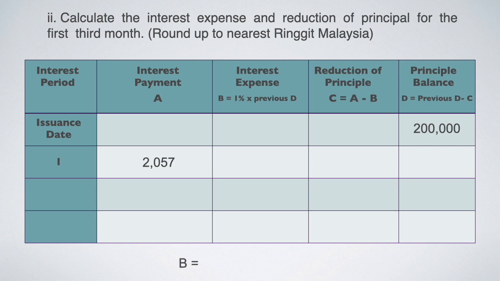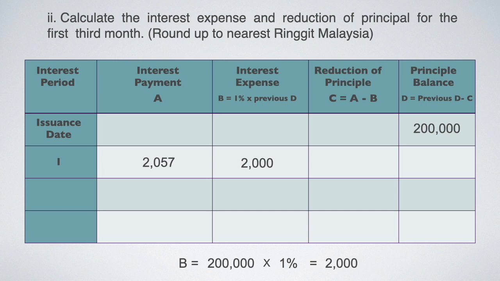Okay, this is B. B is the column for the interest expense. How to calculate? We have to times the 200,000. B, tengok formula situ, is a previous D. See D kat mana? So previous D adalah sebelum tu 200,000 darab dengan 1%. Okay, kenapa 1%? Dalam soalan tadi kata 12% for 1 year. Okay, now we will be calculating only for 1 month. So we have to times with 1% only. Okay, so the answer is 2,000. So interest expense for the first month is actually 2,000.